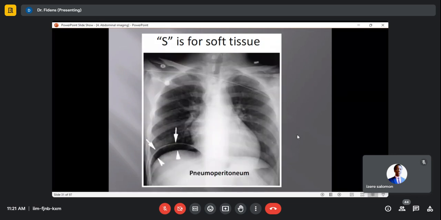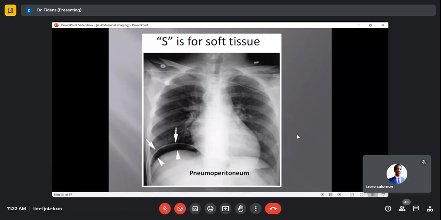So again, I told you under S, you look for the diaphragm. The diaphragm is part of the S, soft tissue. The diaphragm should be included in the film because you are supposed to check that there is no free air under the diaphragm.